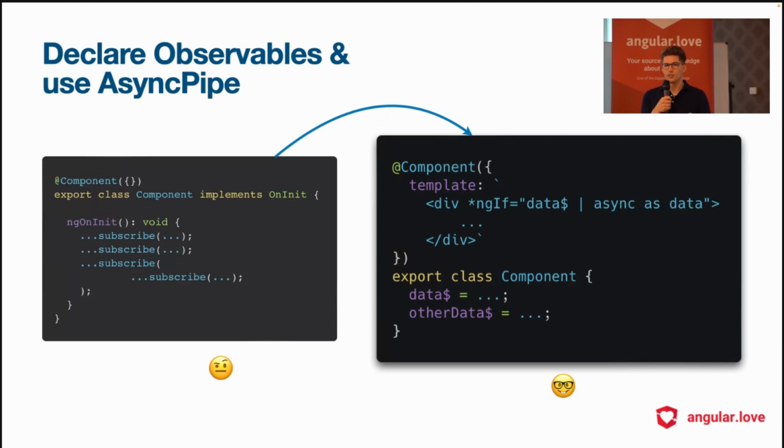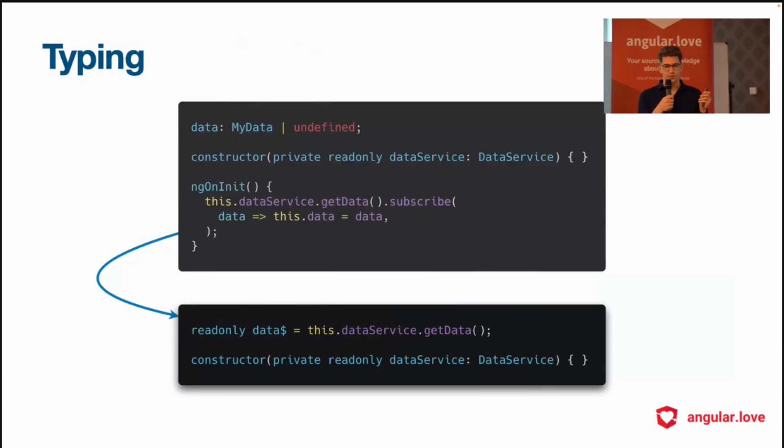And then in the template, you always have the last emitted value from those asynchronous sources of data. So this is really simple. And now we'll go through all those issues and check if they still exist or maybe not. So first of all, the typing.